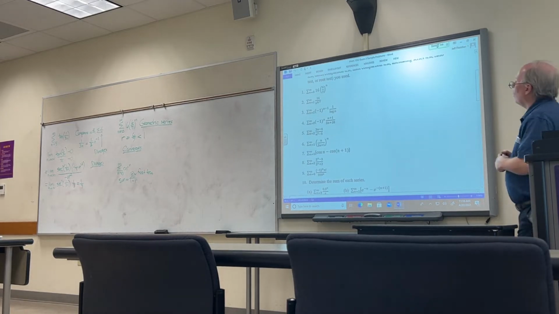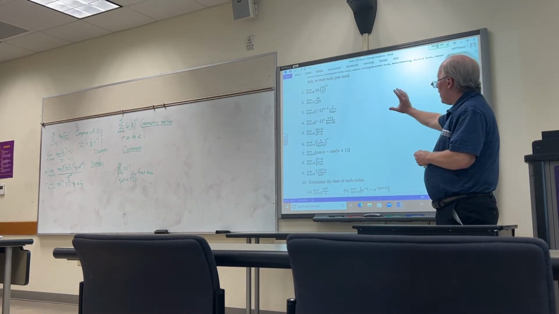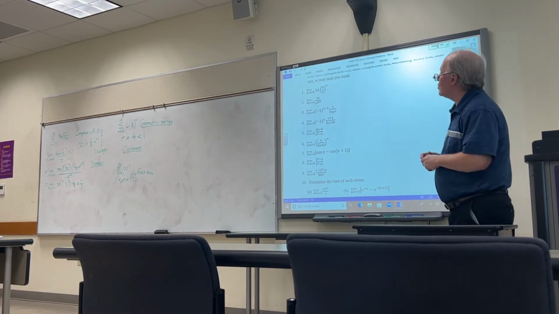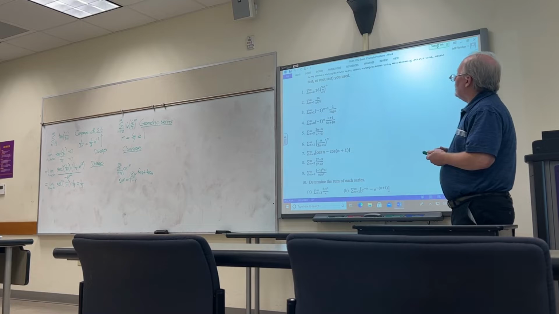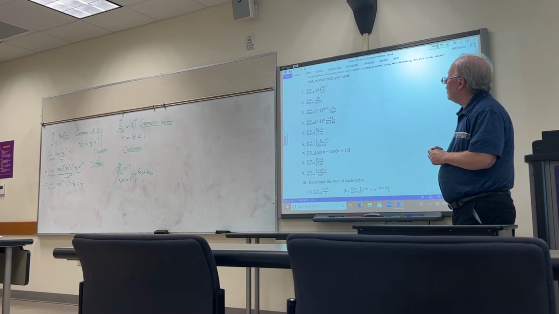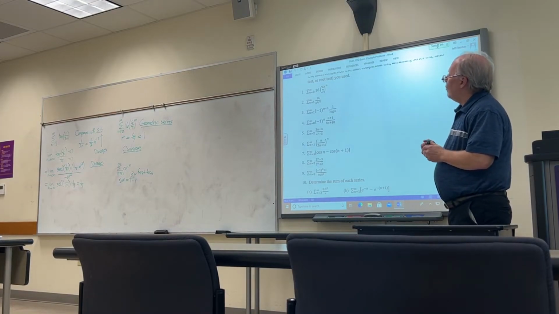All right. So here that refers to problems 1 through 9, where you're determining whether the series converges or diverges, stating the test that you're using and showing how you got your answer. So number 2, it diverges, and you can tell it diverges because it's 1 over n.